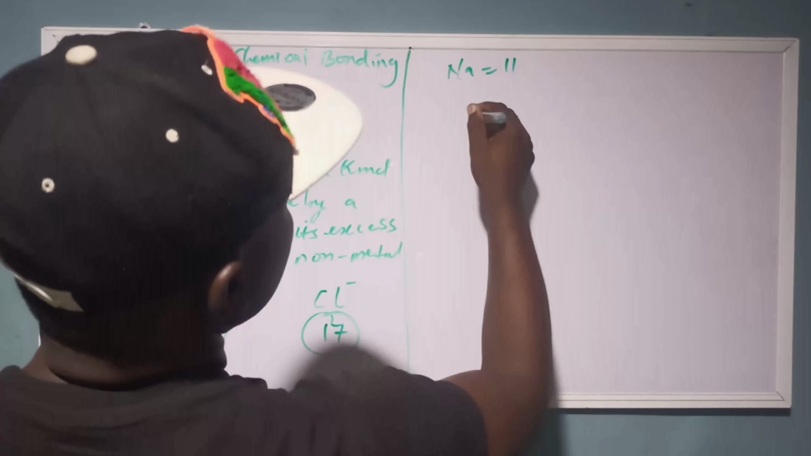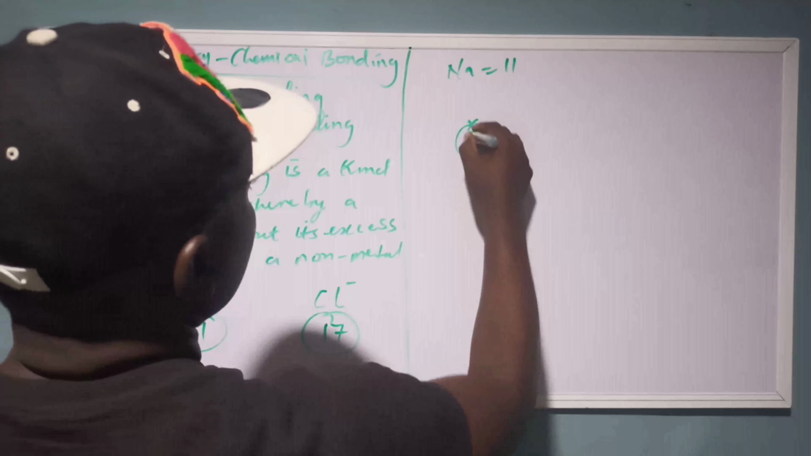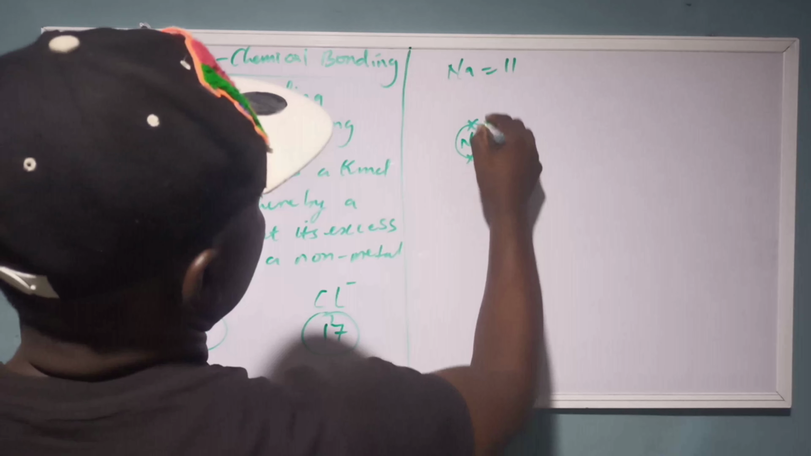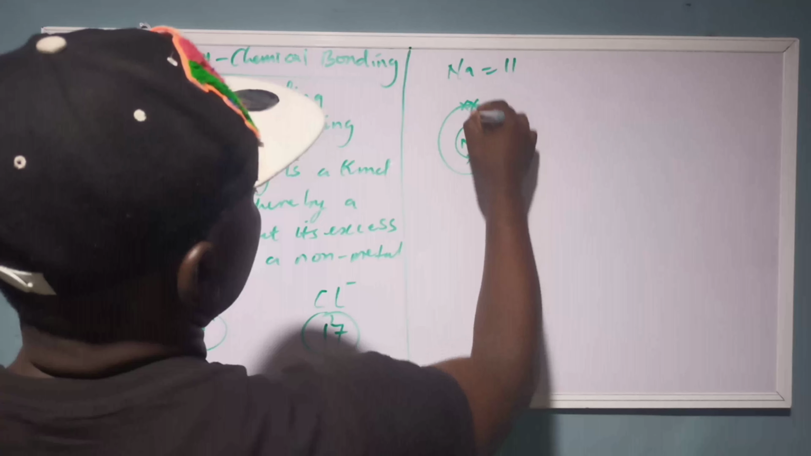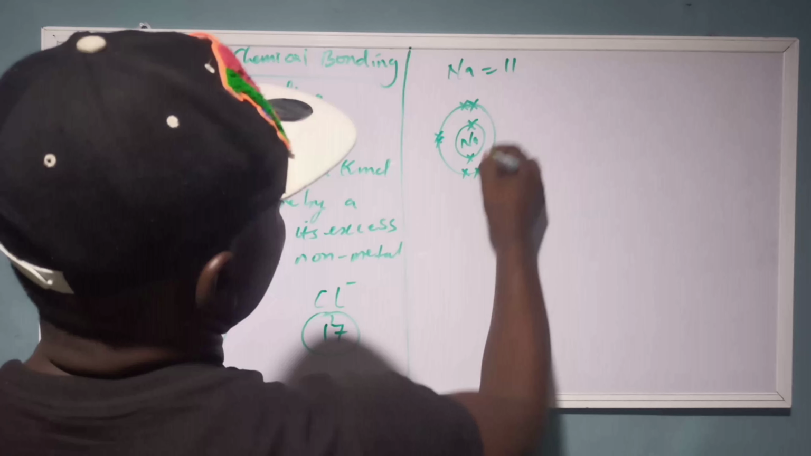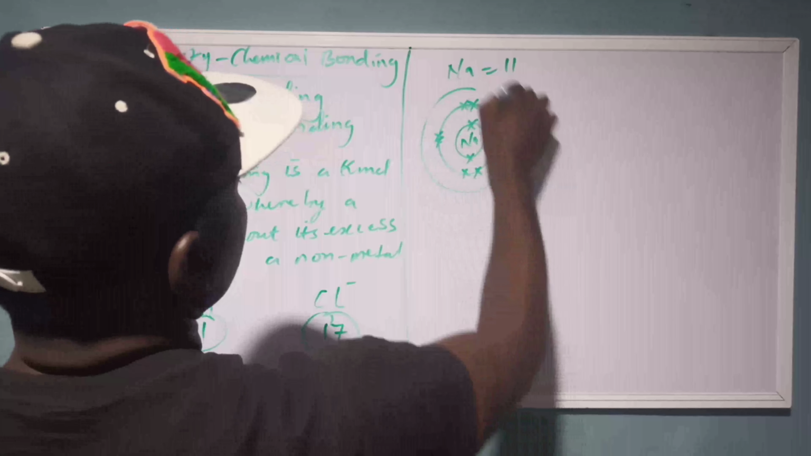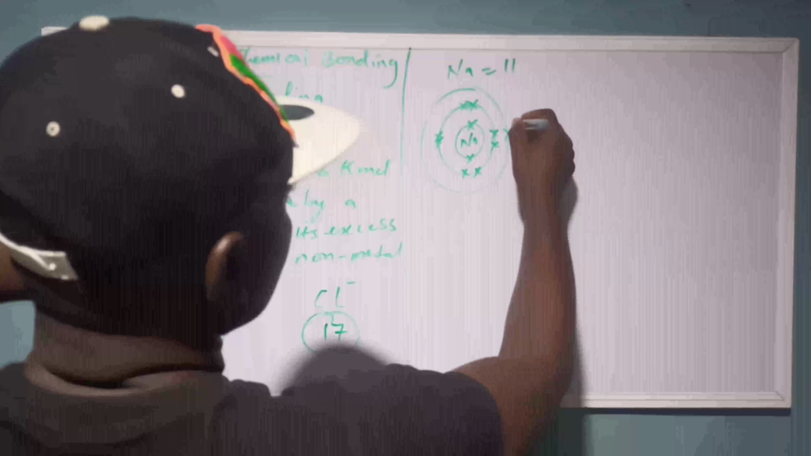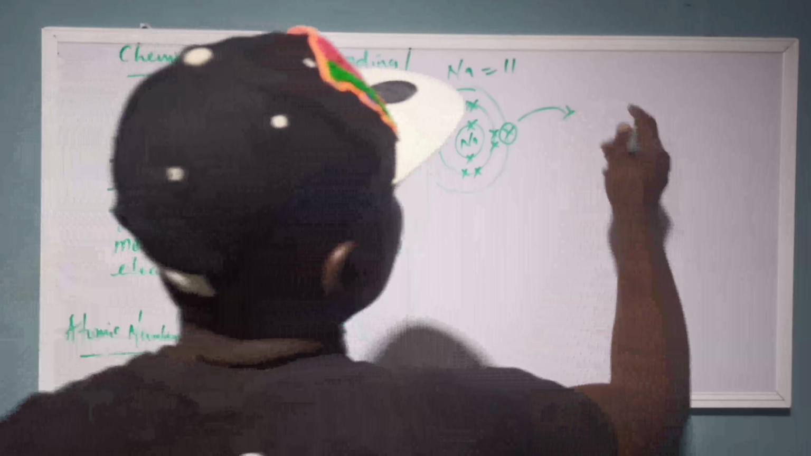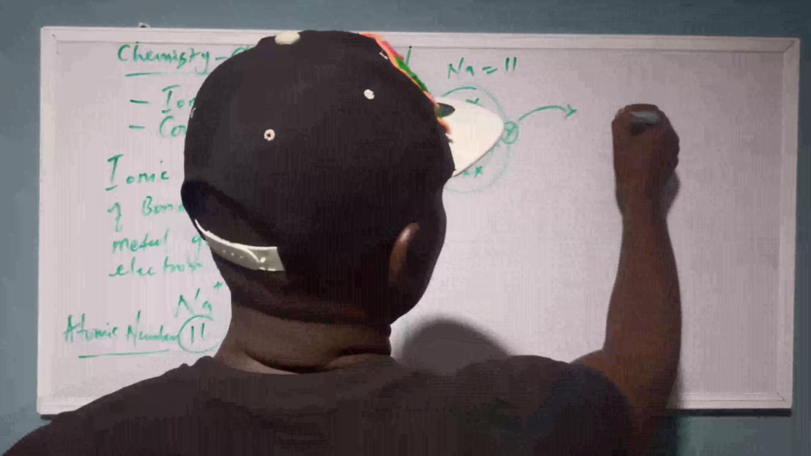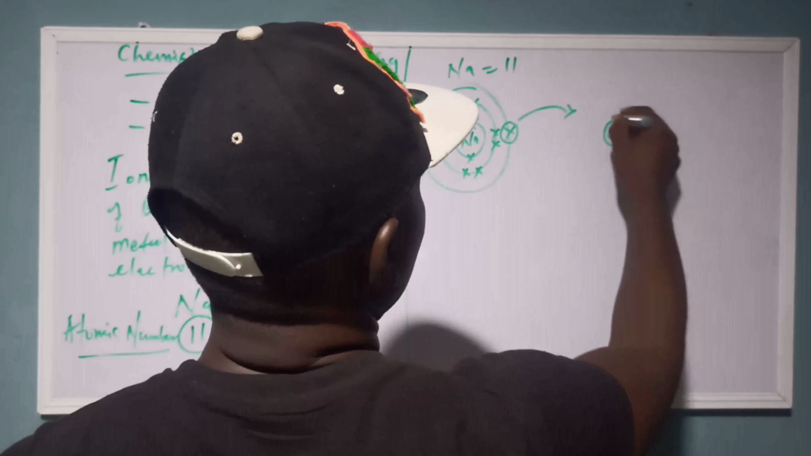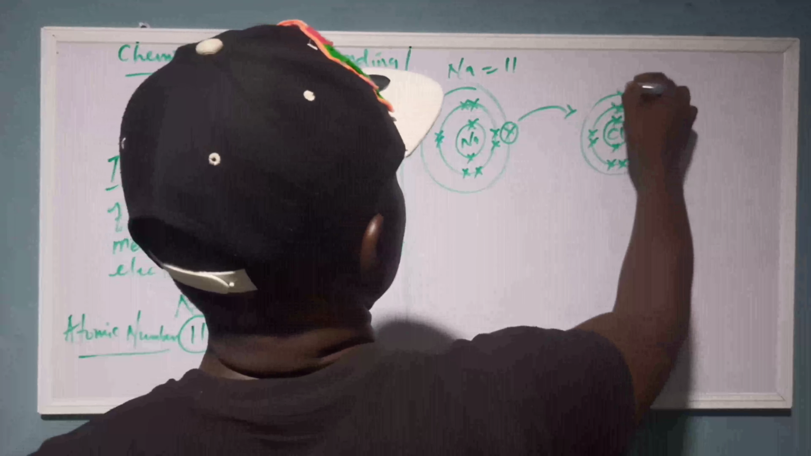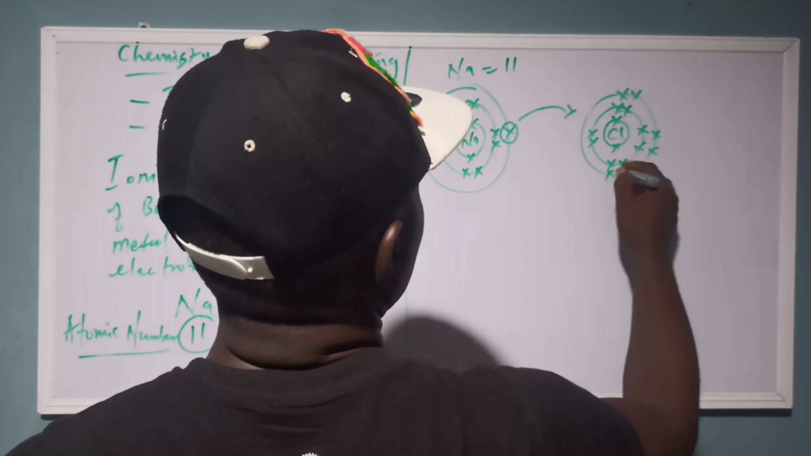sodium is 11, and then to draw it, we start by the K shell, then we go to the L shell, then the M shell. We have to put 11 electrons all together, and then the last shell carries only one electron. Now this is the excess electron that sodium is willing to give out. So let's draw that of chlorine. So for chlorine, we have 2, then the second shell we have 8 electrons all together, and then the third shell, we have only 7 electrons.